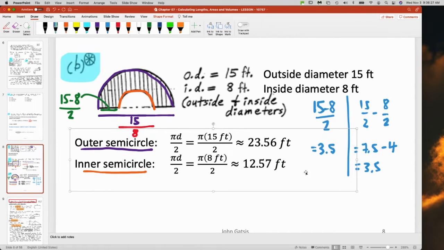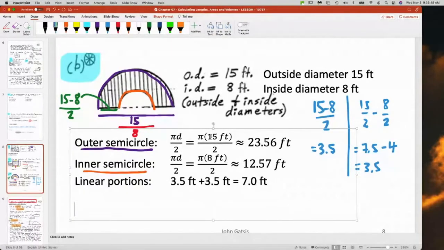So I'll just say here the linear segments, the linear portions, if you want, it's going to be 3.5 feet plus 3.5 feet, which is 7 feet, because there's two of them here. There's one here and there's one there. So the perimeter ultimately is going to be this. I got 43.1. Thank you, Nicholas.